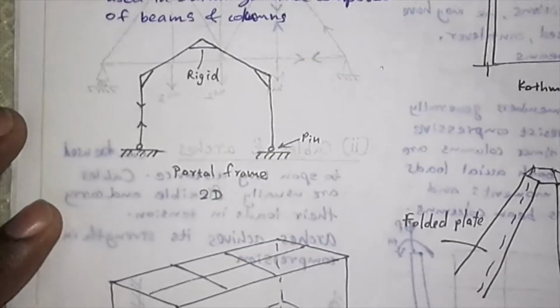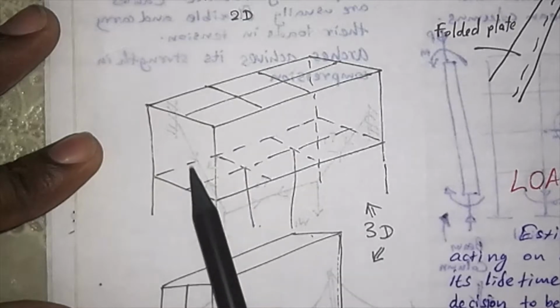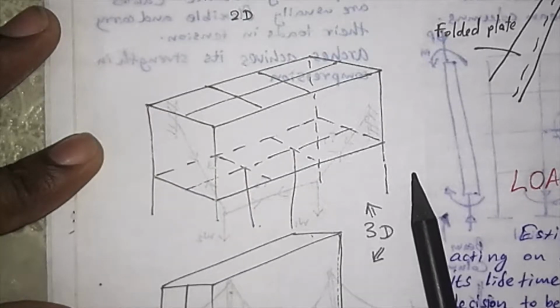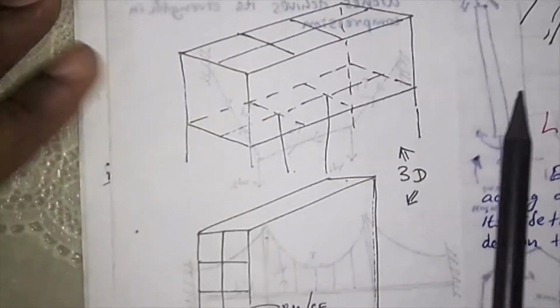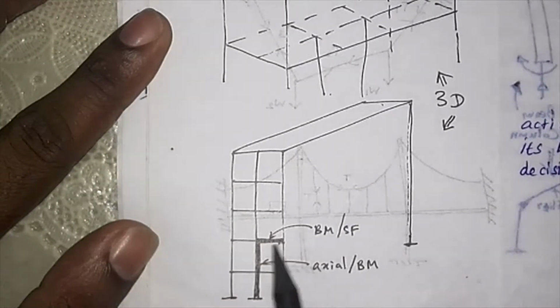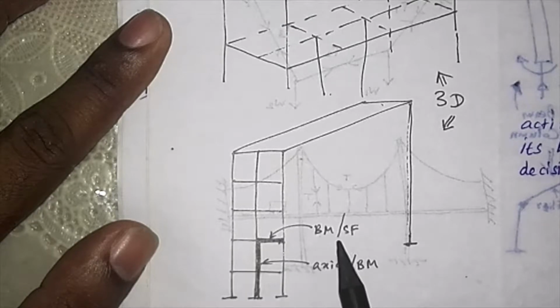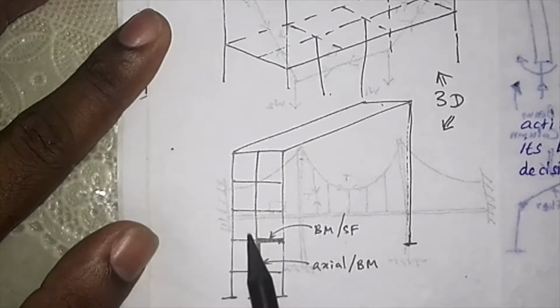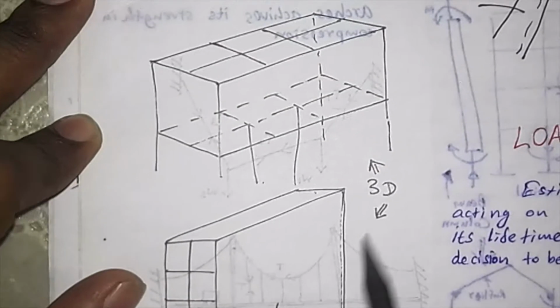And also when we consider a 3D building, say this is also a 3D building. So we have beam type of structures and column type of members. Beams are subjected to bending moments and shear forces, and columns are subjected to axial forces and also bending moments. So these 2 are examples of 3D structures.